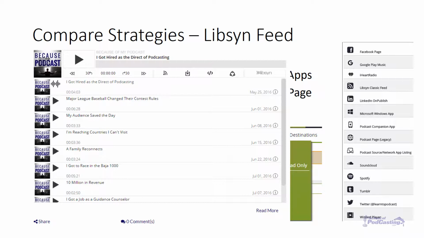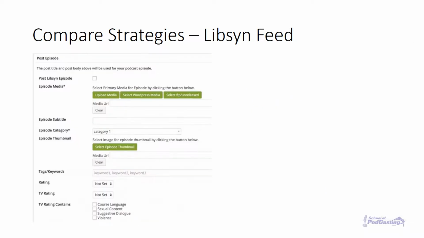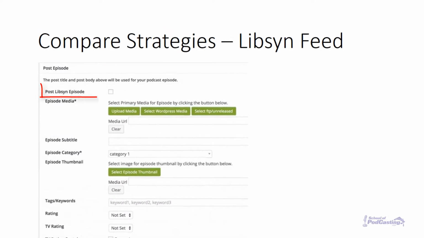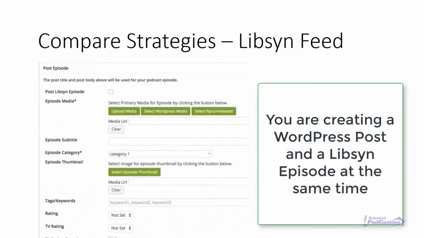The other thing that's changed since 2012 is Libsyn now has a WordPress plugin. And this is the screen that you would get in WordPress. And you'll see there's a link right here that says post Libsyn episode. So you could go into WordPress, type in your subject and your description, click that little link. You'll see there's a button here, upload media. And when you do that, it basically uploads it right to Libsyn.